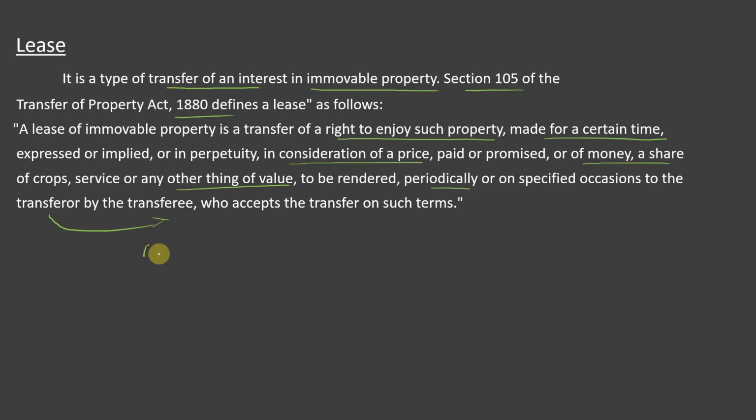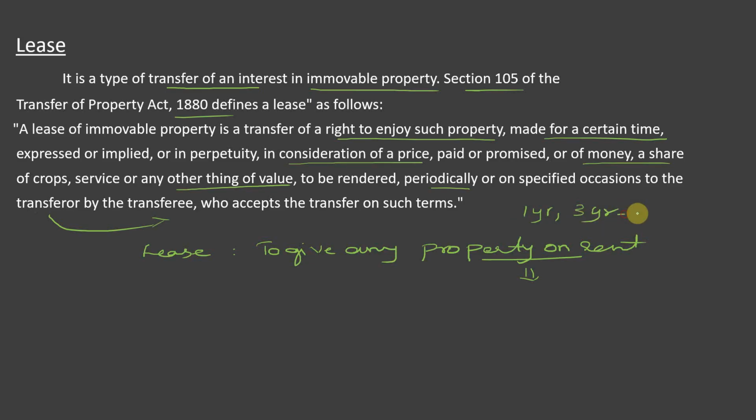In simple words, lease means to give any property on rent, in which a person can enjoy the property for a certain time. That is, it could be for 1 year, 3 years, or the time limit which they have agreed in the lease deed. So, lease deed is an agreement between the transferor and transferee. They are also called the lessor and lessee.